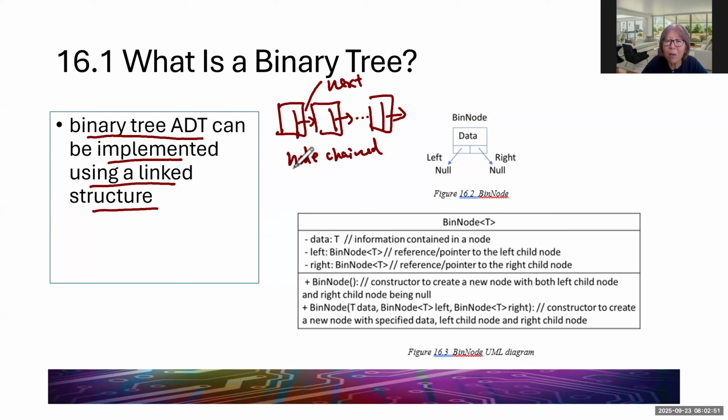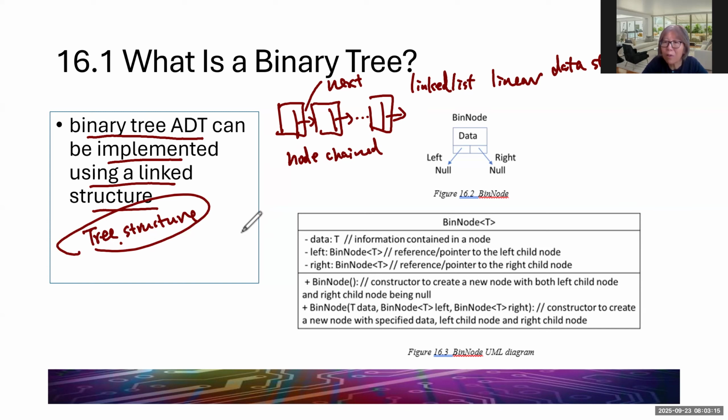But a linked list is a linear data structure, and here our structure is a tree structure. So how do we link the nodes together? In a tree structure, and here, because it's a binary tree, each node only has two branches.